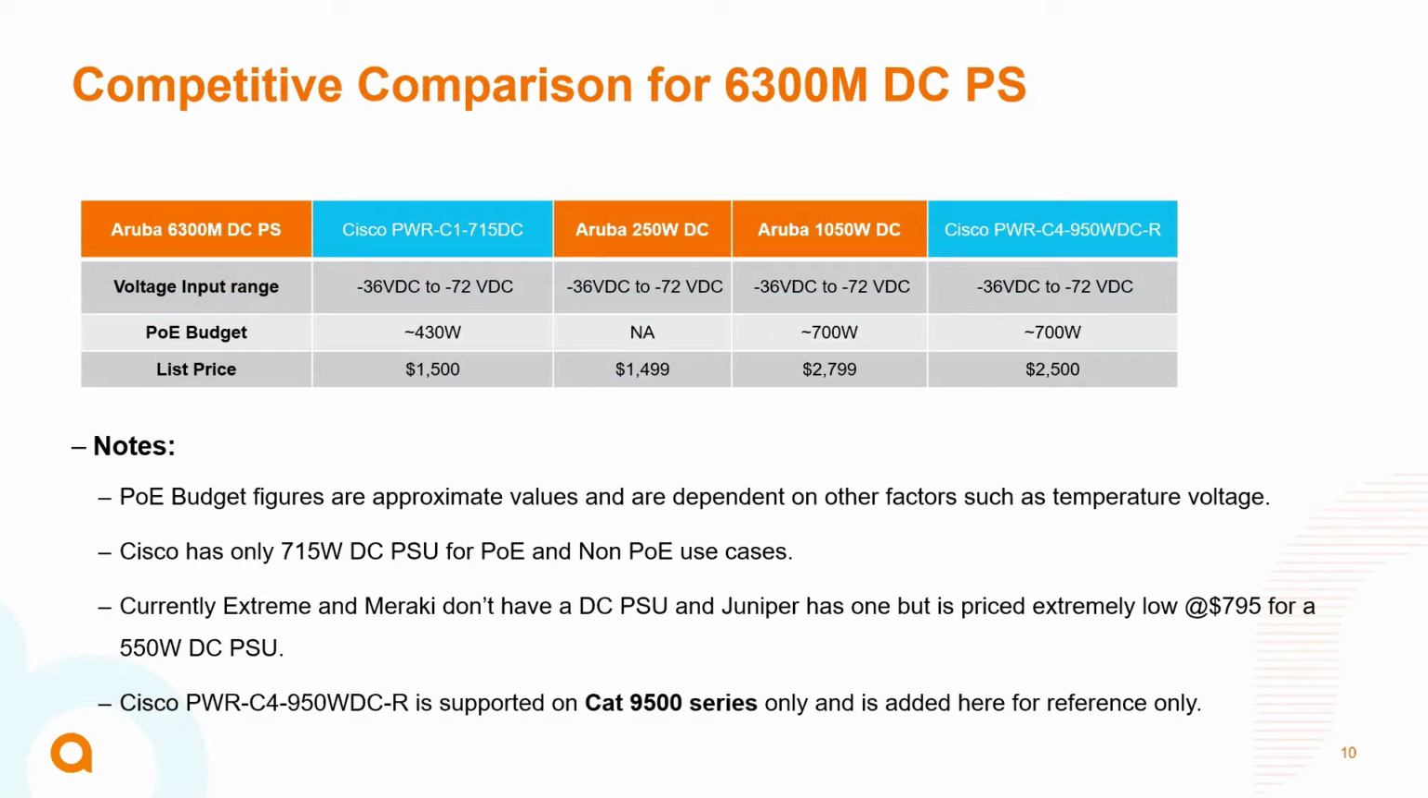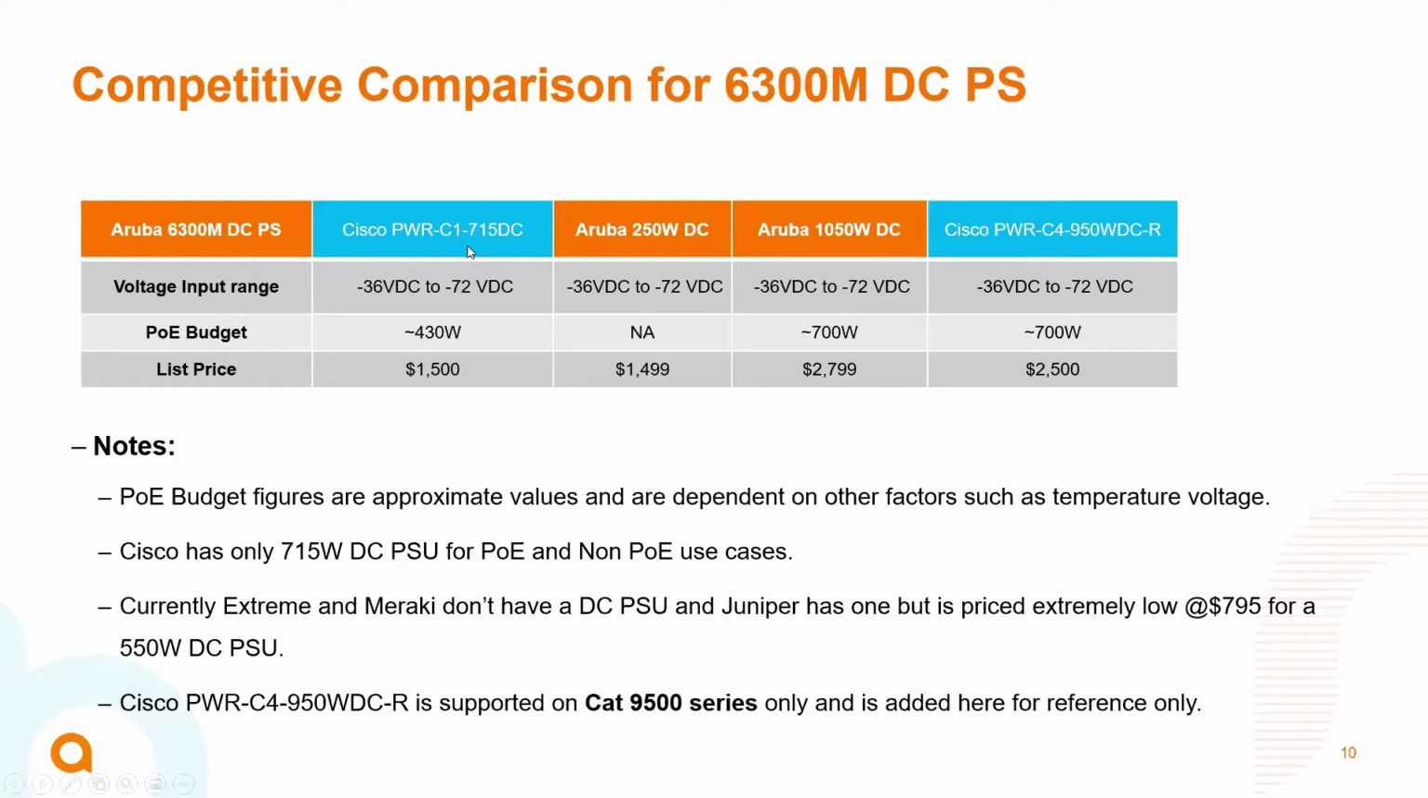So as you see, on the biggest competition, Cisco-wise, there is only one power supply which they have, which is this one. Don't think about this one. This is on a Cisco Catalyst 9500, right? It has nothing to do with our competition for access switches. You can just forget this, but we are keeping it so that you are aware of what is happening. As you see here, this is the only power supply they have.